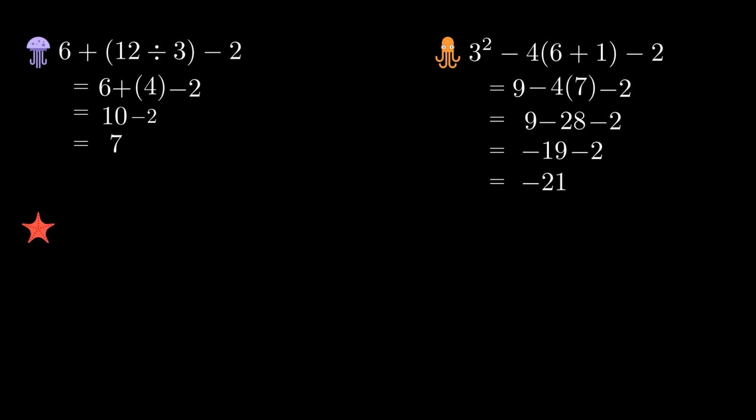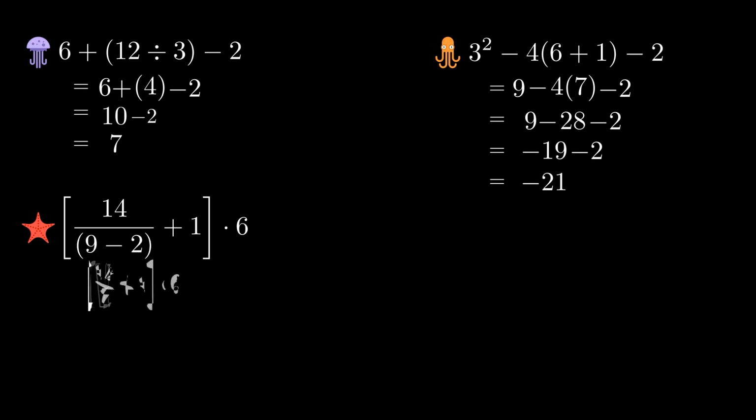Let's try another one. Here's the expression. In this expression, we have parentheses to solve first, then division, addition, and finally multiplication. So we start by solving the expression inside the parentheses, which is 9 minus 2. Subtracting 2 from 9 gives us 7, and the expression becomes this. Now we solve the division, because division comes first when reading from left to right. 14 divided by 7 is 2.